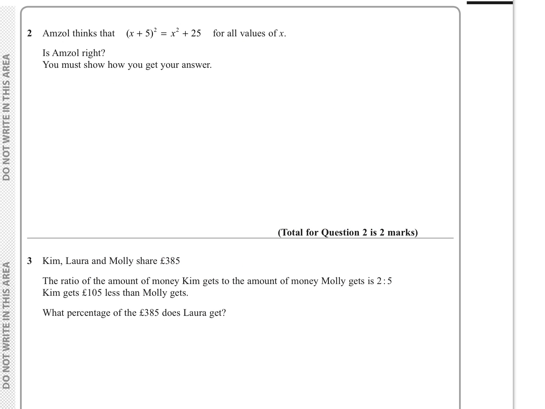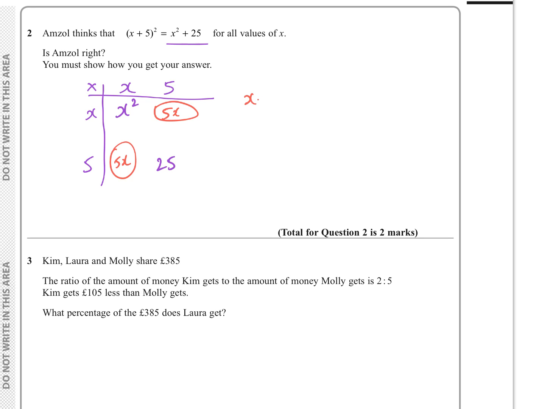Question 2. Amsol thinks that if you square x plus 5, you're going to get x squared plus 25 for all values of x. Well, let's see. We definitely get x squared, and here we'd get 25, so it looks as though it's true, but then he's missing these ones out. And we've got 5x here and a 5x here, so I'm afraid that x plus 5 all squared is actually equal to x squared plus 10x plus 25. So he is incorrect.